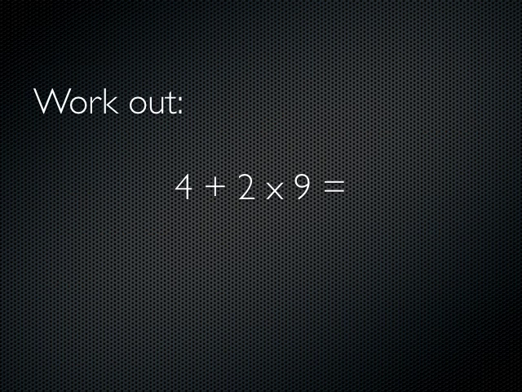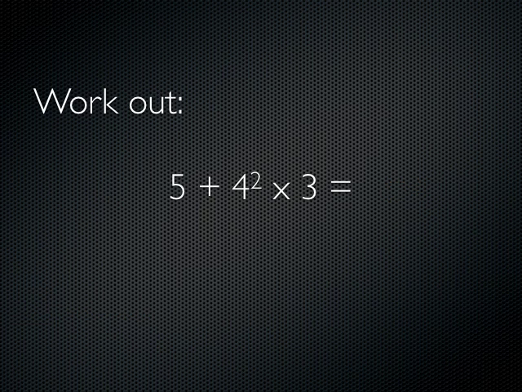Let's have a look at some. Let's work out 4 plus 2 times 9. Remember our Bidmas? There are no brackets there. There are no indices. There's no division, but there is a multiplication. So we'll do the multiplication first. 2 times 9 makes 18. Add that to the 4, and you'll get 22.